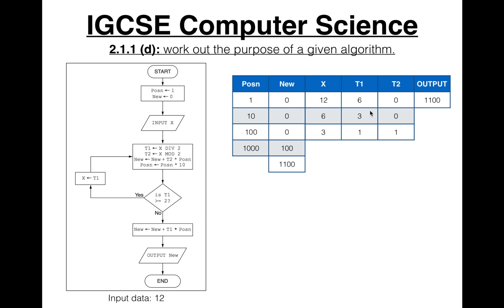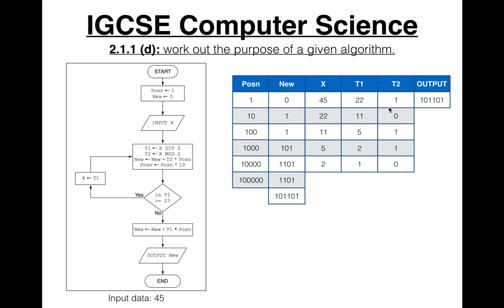Well, let's check that. 12 outputs 1100. So it's 8 plus 4. 8, 9, 10, 11, 12. So it works for 12. Well, does it work for 45? Let's give it a shot. We have 32 plus 8, and that gives 40. And then 40 plus 4 gives 44, plus 1 gives 45. So yes, the purpose of this algorithm is that it converts a decimal number into binary. And that's pretty much it.